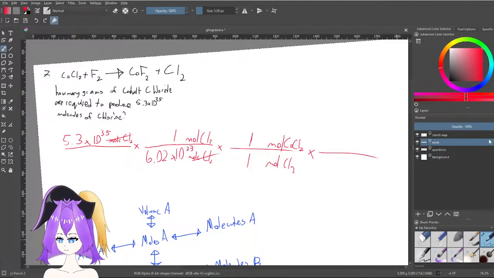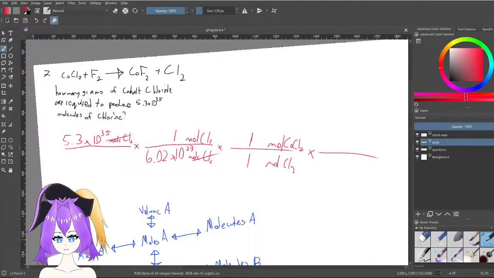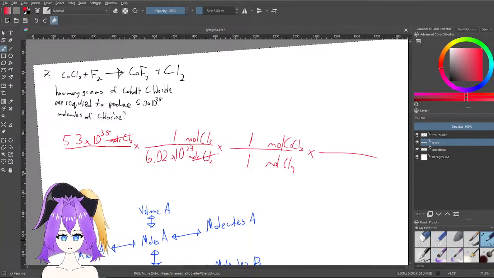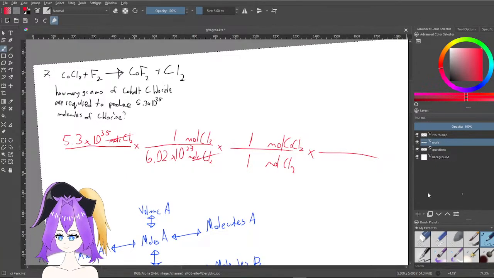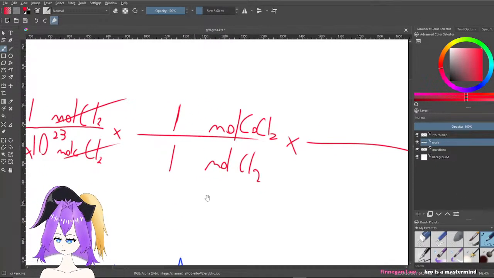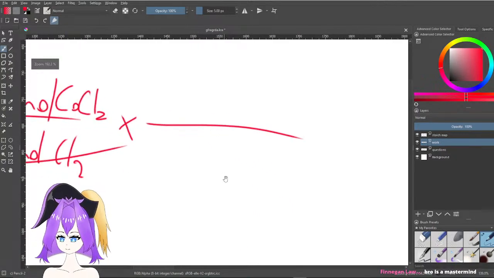And then we go, what's it called? Okay, so we go from moles to grams. Moles to grams. How do I do that? Right. Okay, so the moles of chlorine cancel out.